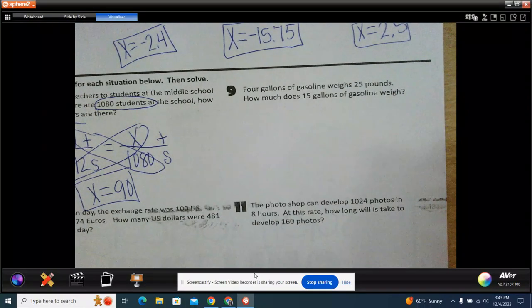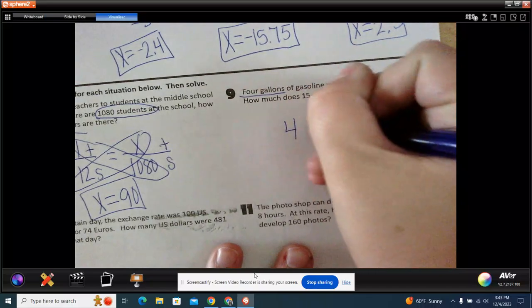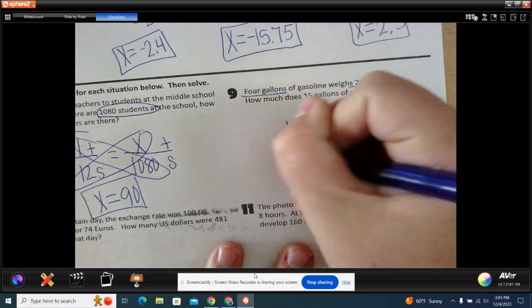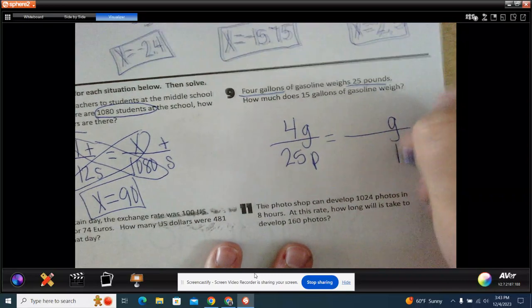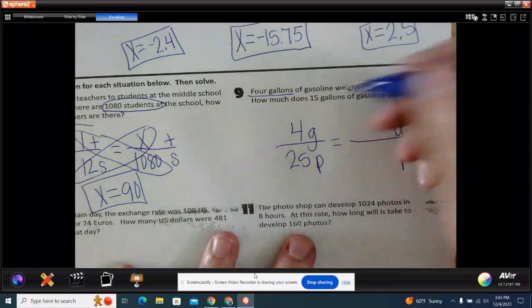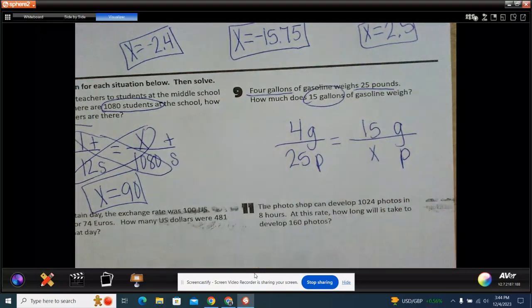Number 9, 4 gallons of gasoline weighs 25 pounds. How much does 15 gallons weigh? For this one, whatever comes first, I'm going to put that on top. So 4 gallons on top, 25 pounds will go on the bottom. And again, keep the units the same, top and bottom. I'm given 15 gallons. So 15 will go on top, x will go on the bottom.